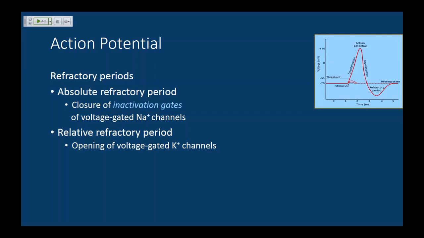The absolute refractory period is caused by closure of inactivation gates of sodium channels, where a new action potential cannot be generated no matter how large the stimulus. Whereas the relative refractory period is the hyperpolarization phase or the undershoot mediated by the opening of voltage-gated potassium channels. You're moving further away from threshold during the relative refractory period, but if you get a large enough stimulus, you can still achieve threshold and fire another action potential. So in the absolute refractory period, you absolutely cannot begin a new action potential. In the relative refractory period, it is relatively more difficult to achieve a new action potential.